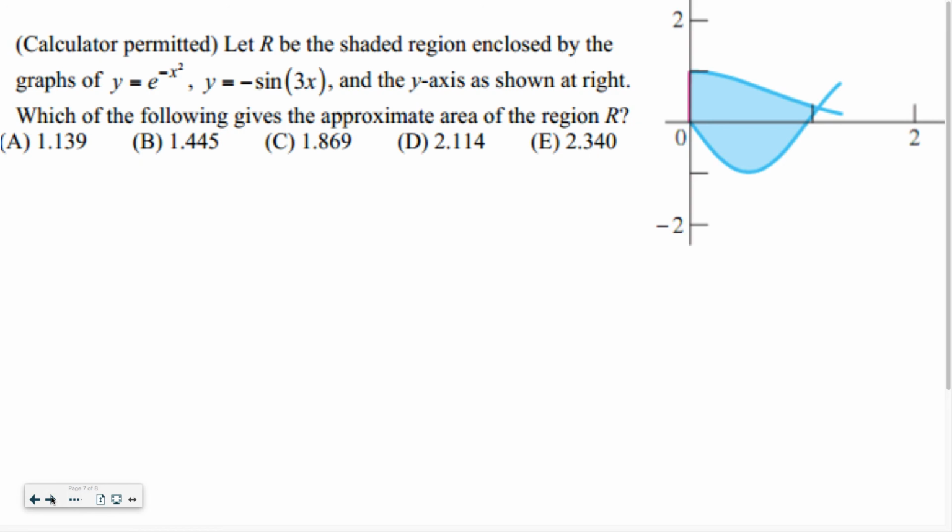I know that they gave you the graph, but are you still going to have to graph it? Yes, you will, because you need something very special about that graph in order to be able to set it up. Those of you with a color calculator, very helpful. Know which one's on top.